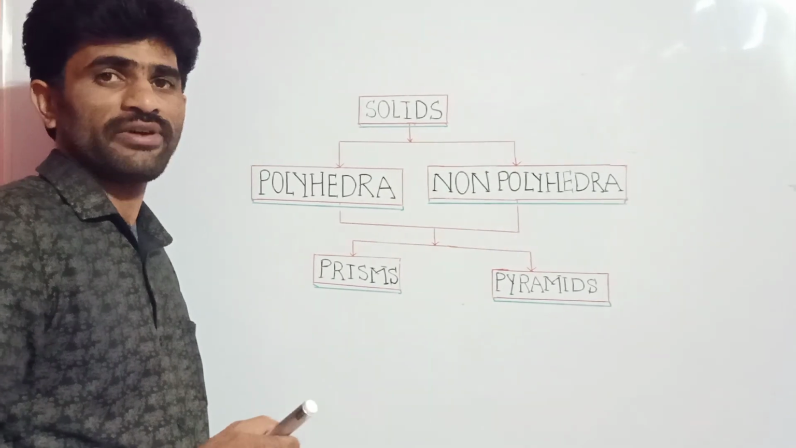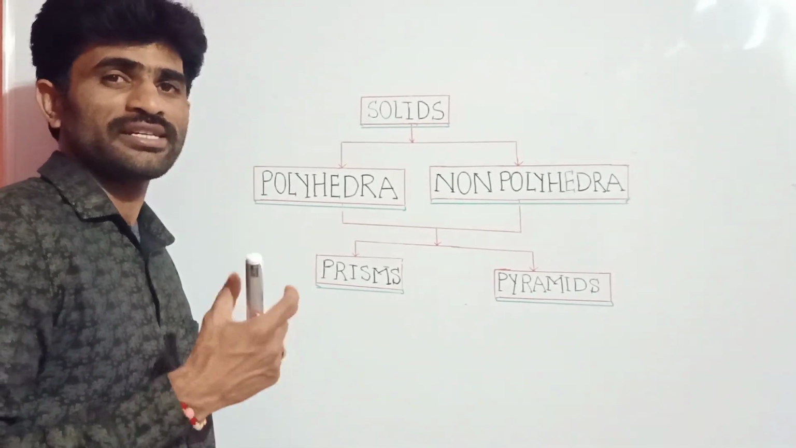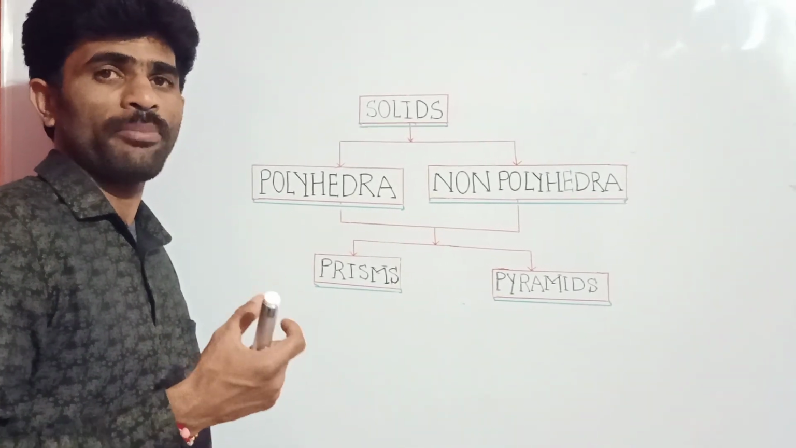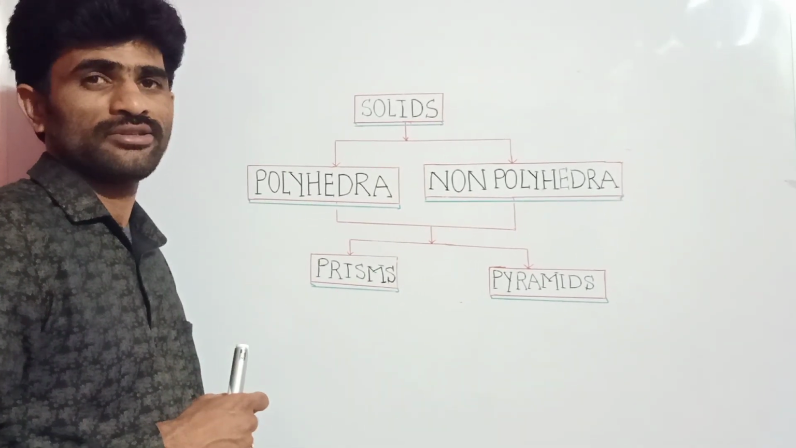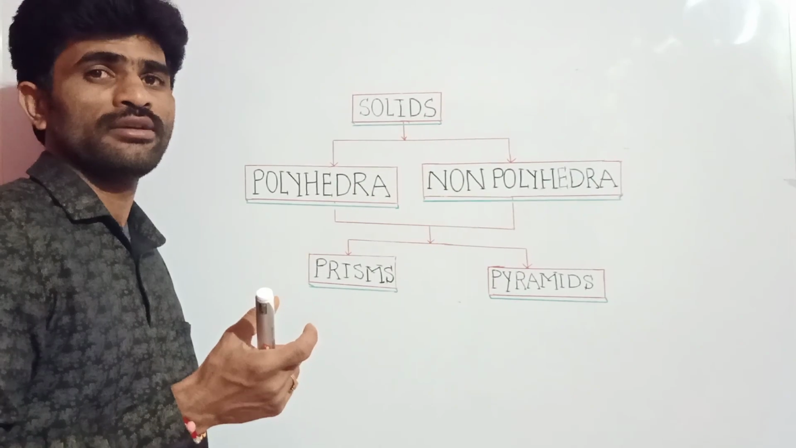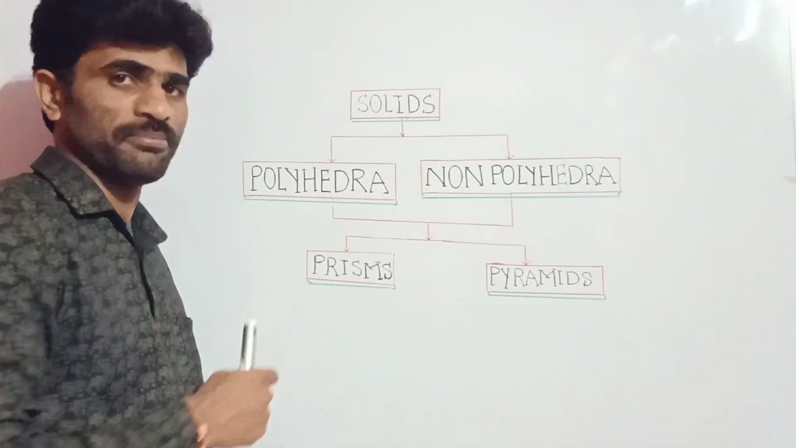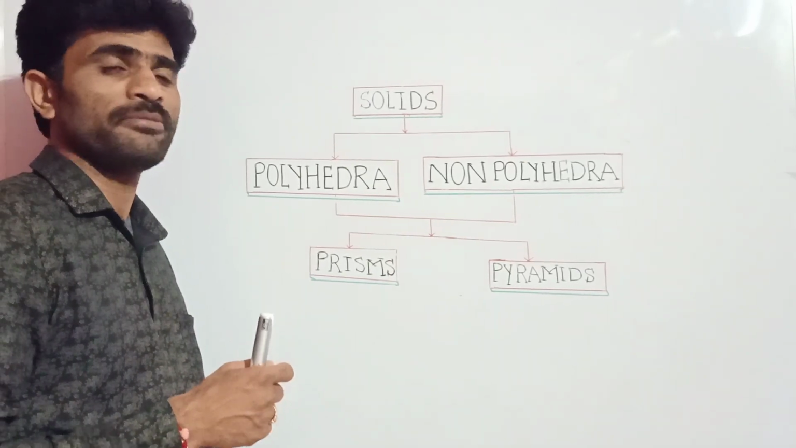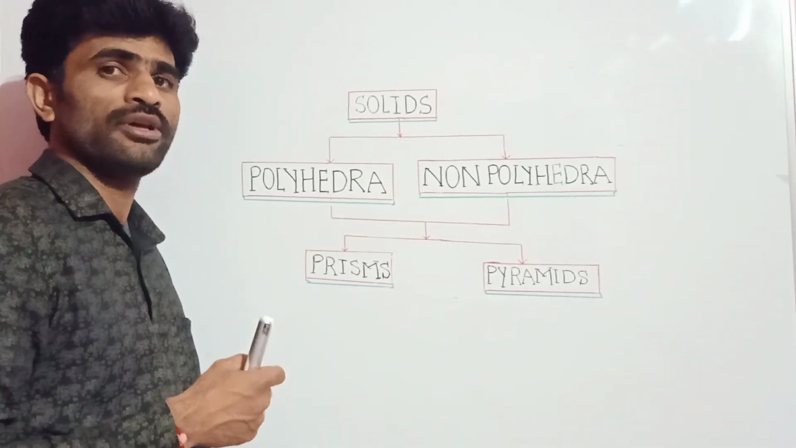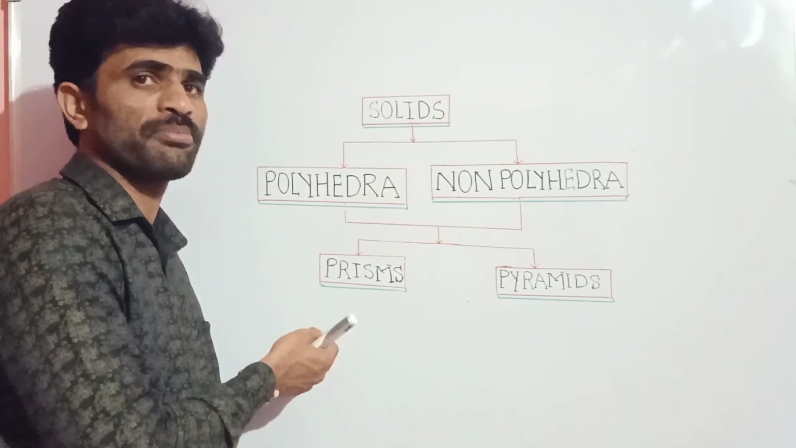For example, just now I said triangular prism. In a triangular prism, top and bottom will both be congruent triangles. That is what a prism, because top and bottom are congruent triangles. Similarly, cube we have, cuboid we have. Those all come under prisms.